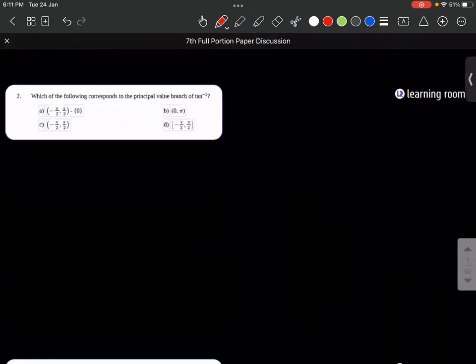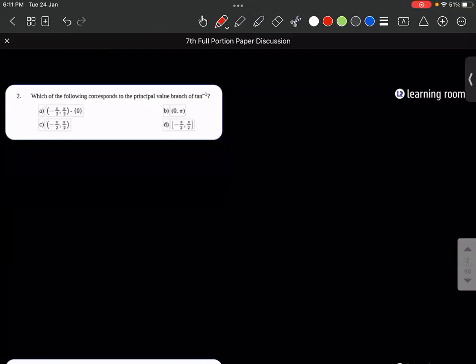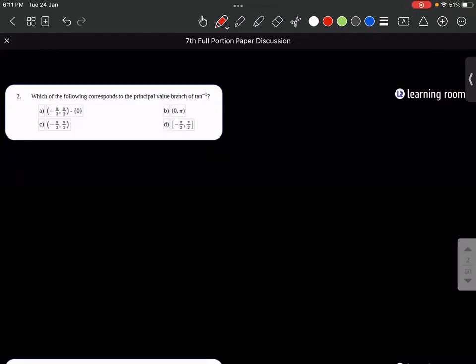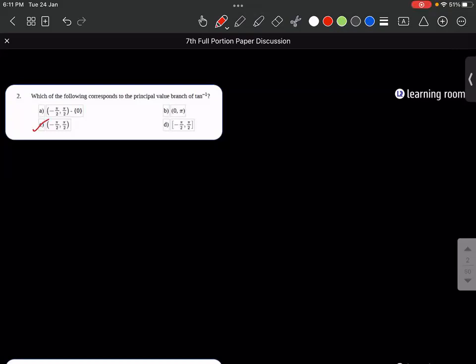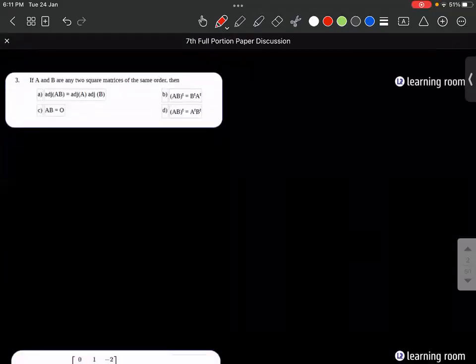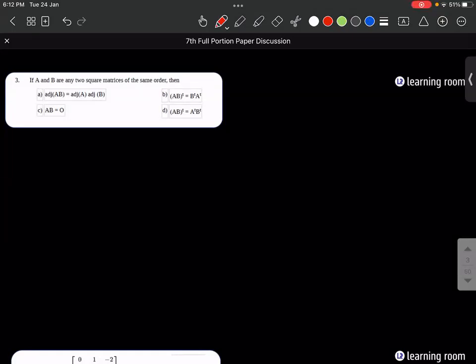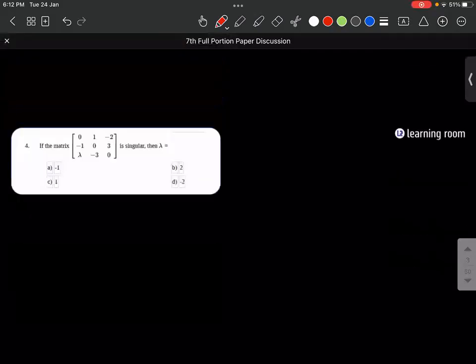Next. Which of the following corresponds to the principal value branch of tan inverse? The open interval minus pi by 2 to pi by 2. I'm going to answer; any doubt, stop me. If A and B are any two square matrices of the same order, then adjoint of AB is equal to adjoint of A into adjoint of B? Wrong. (AB) transpose is B transpose into A transpose, not A transpose into B transpose. So option B is the right answer.